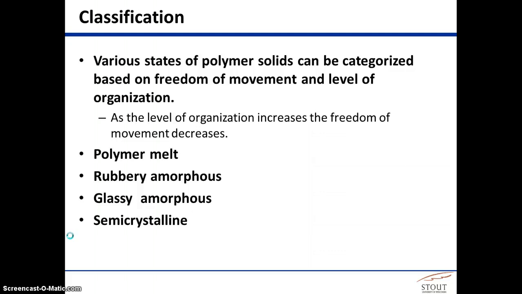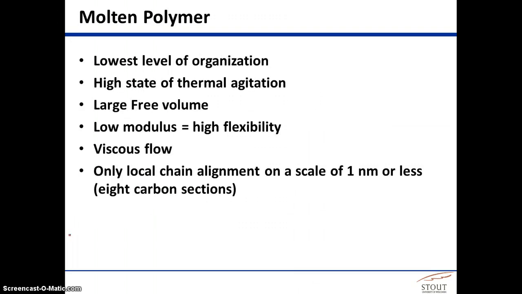able to exist in. Specifically, we're going to look at the polymer melt, the rubbery amorphous phase, the glassy amorphous phase, and then we're going to take a look at what defines a semicrystalline material and what sets that apart from the other phases. So the molten polymer really has the lowest level of organization.